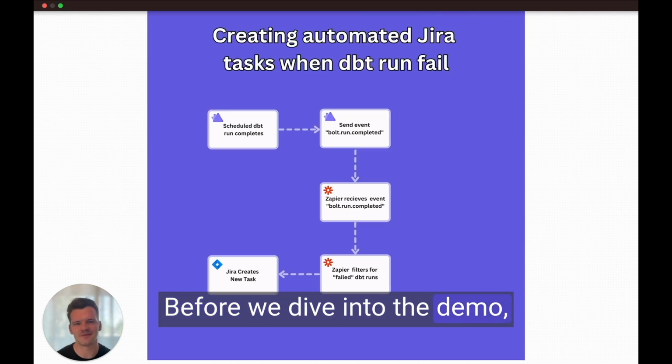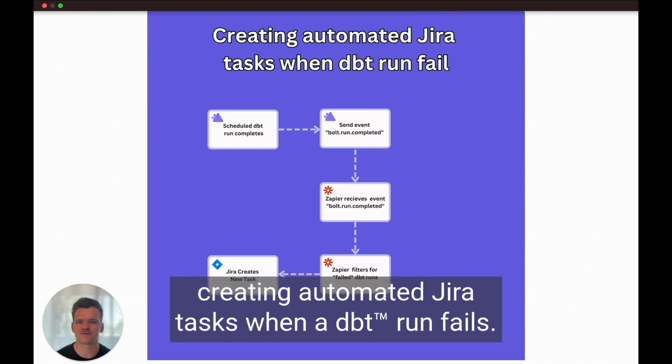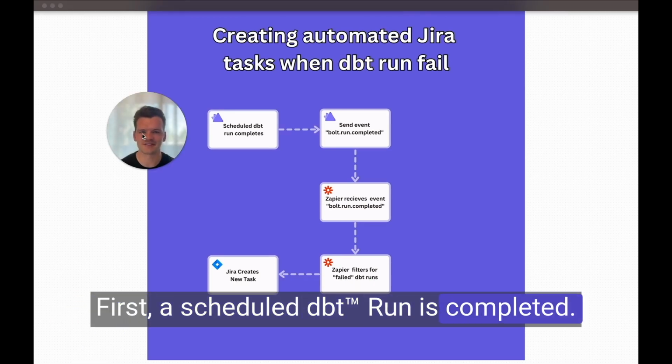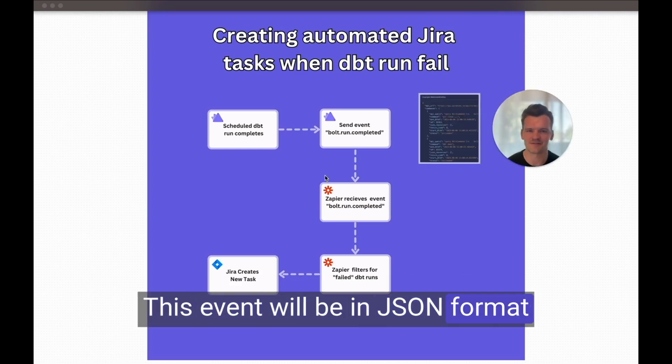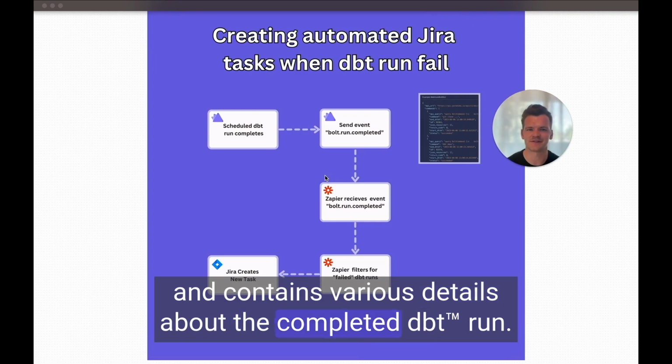Before we dive into the demo, let's first understand the whole process for creating automated Jira tasks when a dbt run fails. First, a scheduled dbt run is completed. Next, Paradime sends an event about the completed dbt run called bolt run completed. This event will be in JSON format and contains various details about the completed dbt run.